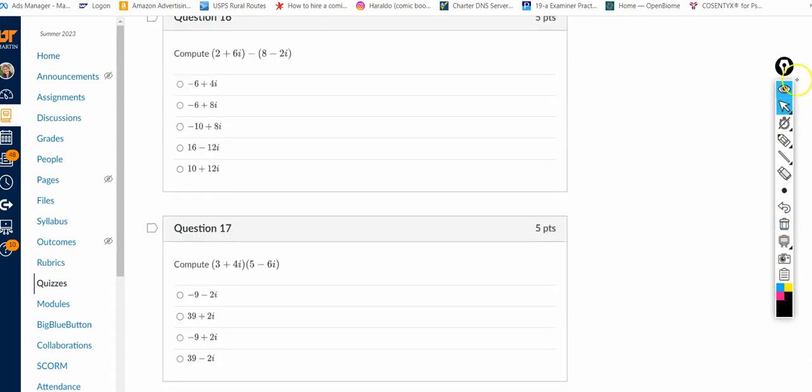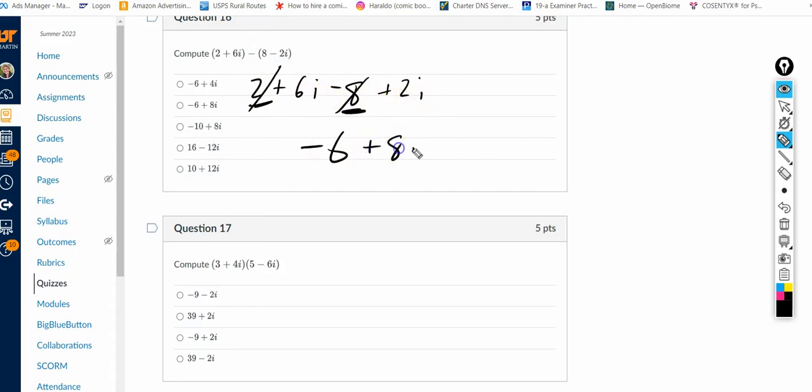So I'm looking for 2 plus i. All right, here I'm going to have 2 plus 6i. Now the negative sign applies to every term. And minus -2i is plus 2i. 2 minus 8 is -6. And 6i plus 2i is 8i. So -6 plus 8i.